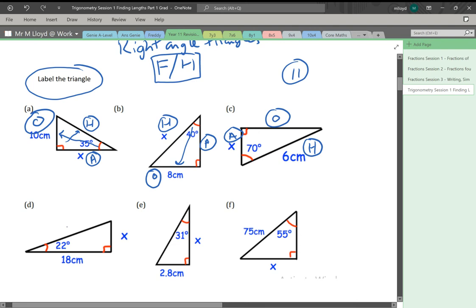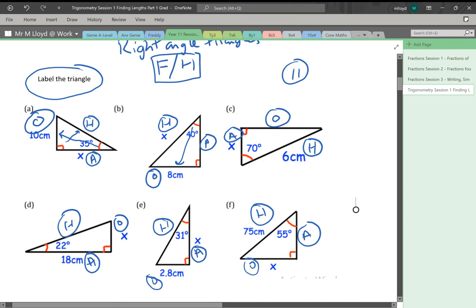For part D, we've got the hypotenuse, the opposite, and the adjacent down below. For part E, the hypotenuse is here, the opposite where the 2.8 is, and the adjacent is there. And then for F, we've got the hypotenuse, the opposite, and the adjacent. Happy days. So that is labeling our triangle.